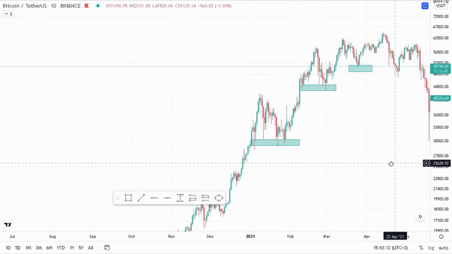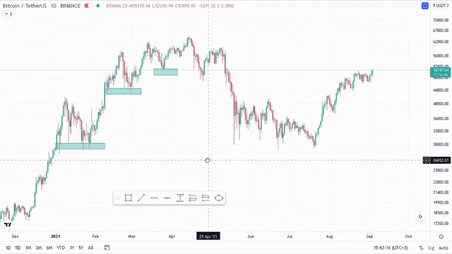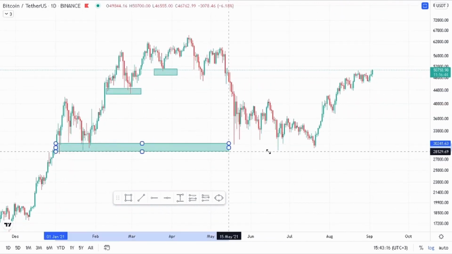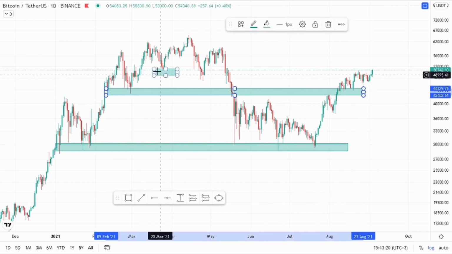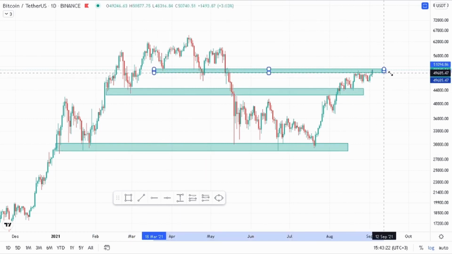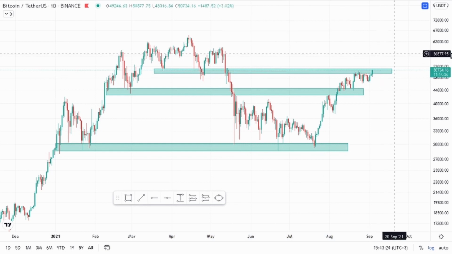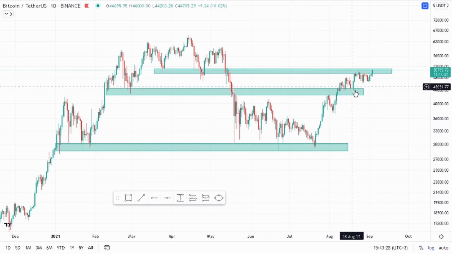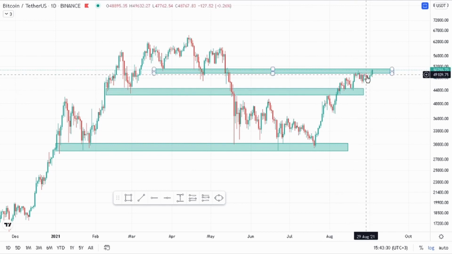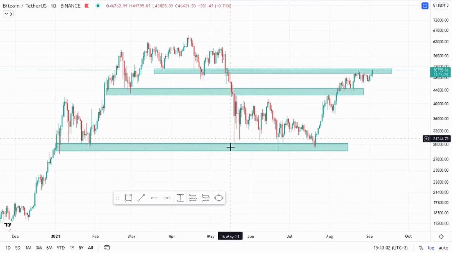Now let's look at the whole graph and stretch the boxes we drew to the right. As you can see, the regions we have determined before have acted as support, and the price has received an upward reaction from these regions. Major support zones are suitable for making long-term investments. You can also draw minor support zones yourself by switching to a 4-hour or hourly time frame.